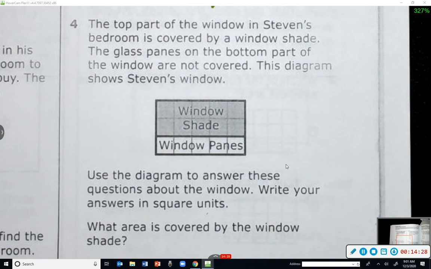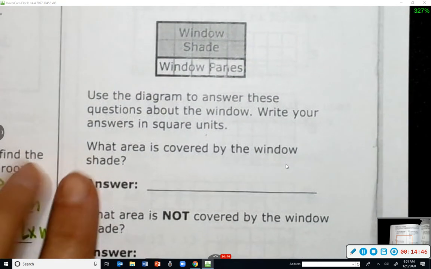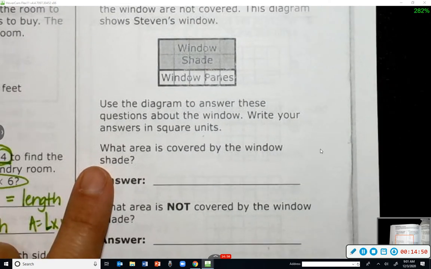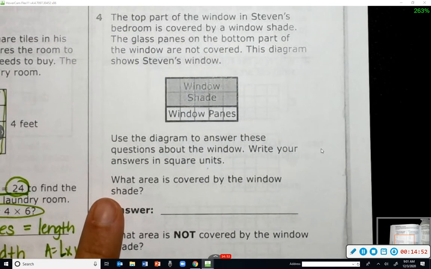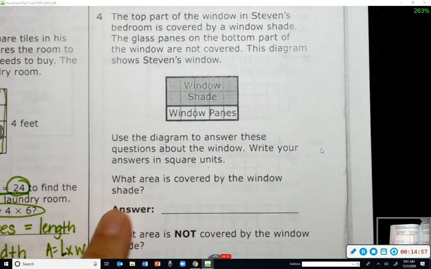Number 4. The top part of the window in Stephen's bedroom is covered by a window shade. The glass panes on the bottom part of the window are not covered. This diagram shows Stephen's window. Use the diagram to answer these questions about the window. Write your answers in square units. Okay, so the first question says, what area is covered by the window shade? How would we do that, Allie? They just want to know the area covered by the window shade.